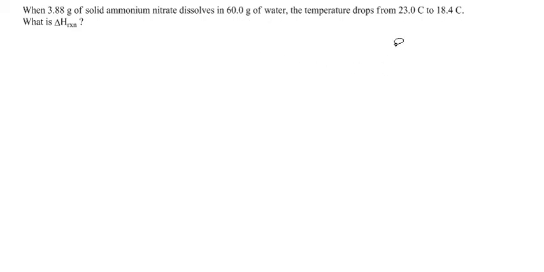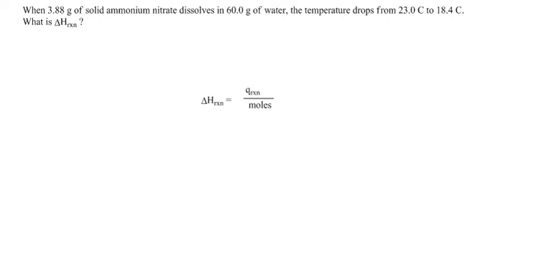And when we do that, we find that the temperature changes from 23.0 degrees to start to 18.4 degrees when we finish. And what we want to find is the delta H for this reaction. In order to do that, we need to have some definitions of what we're talking about. And I want to look at those definitions. In particular, I want to look at what we mean when we're talking about delta H of a reaction.